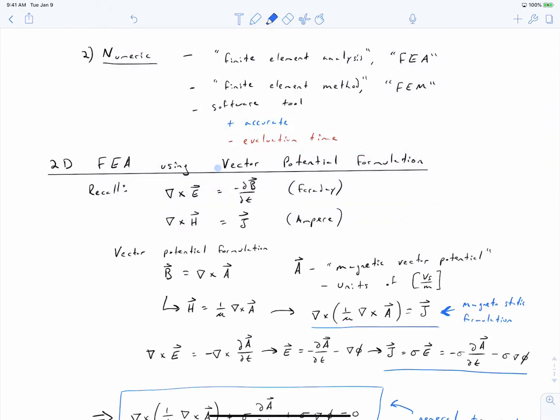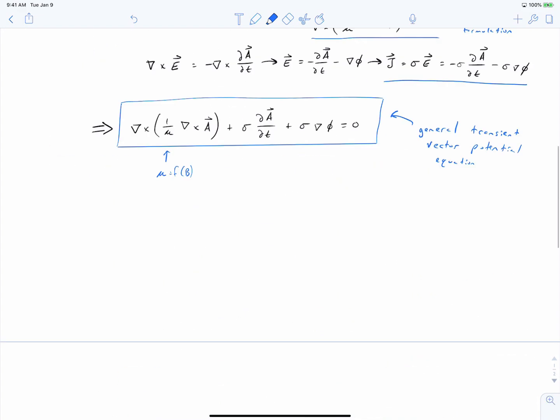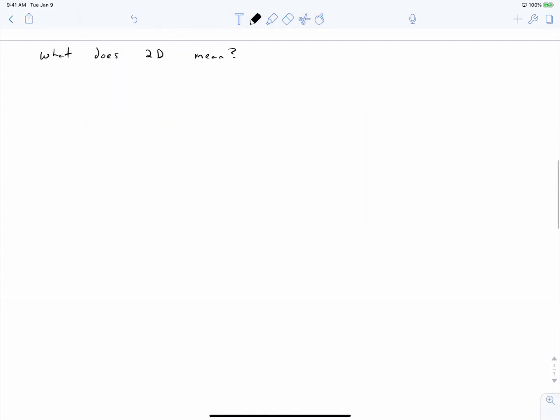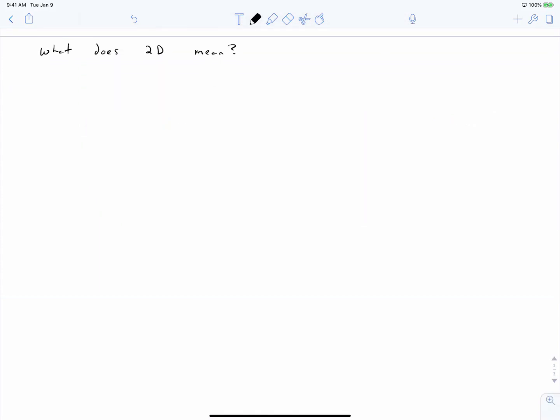That answers the vector potential formulation part of this statement. Now we're going to talk about what it means to be doing something in 2 dimensions. Well, when we say that the problem is 2D, that means that we're going to assume that we have no z direction component to our fields. That means that B in the z direction is 0, and H in the z direction equals 0.